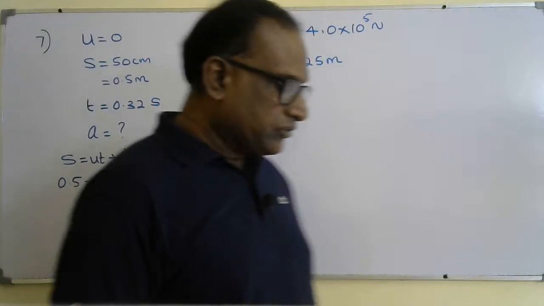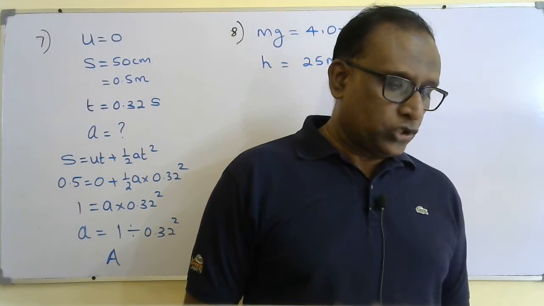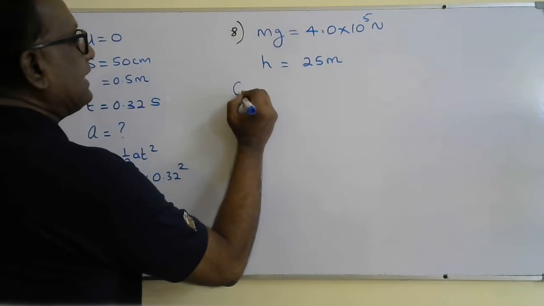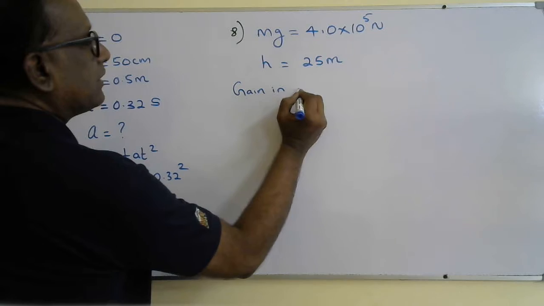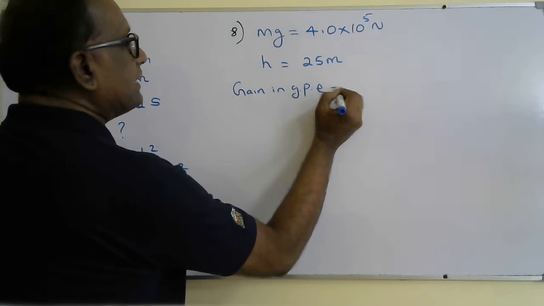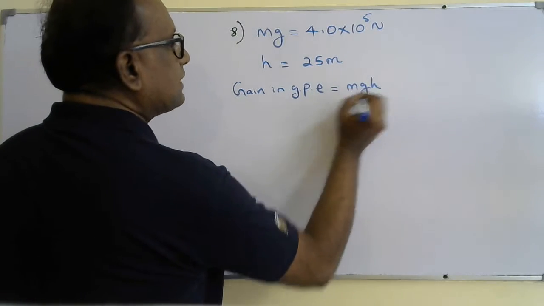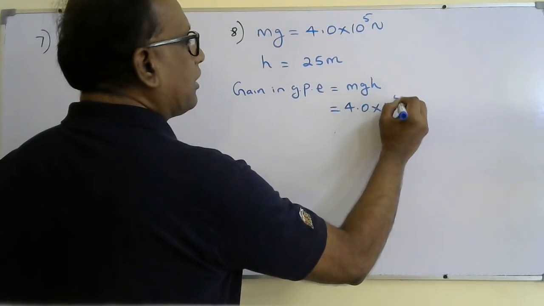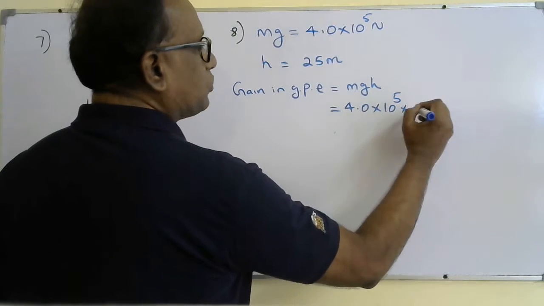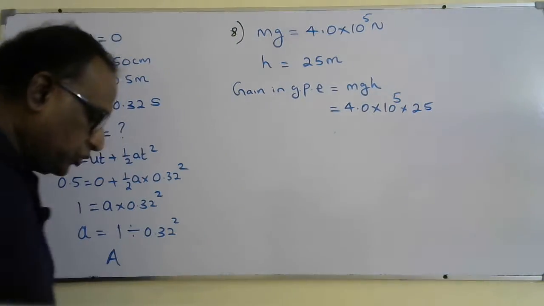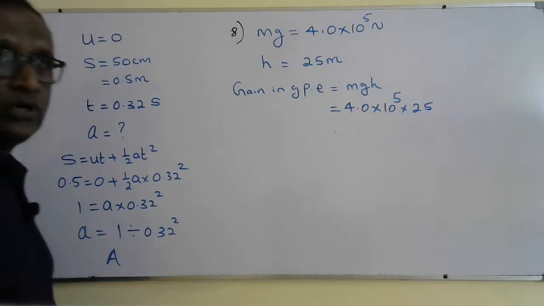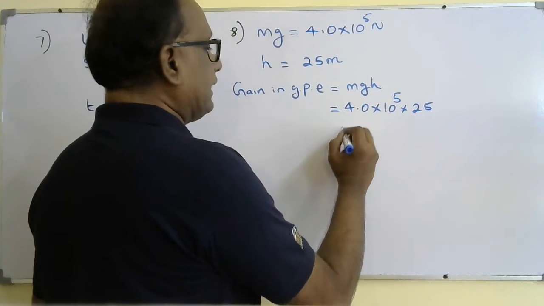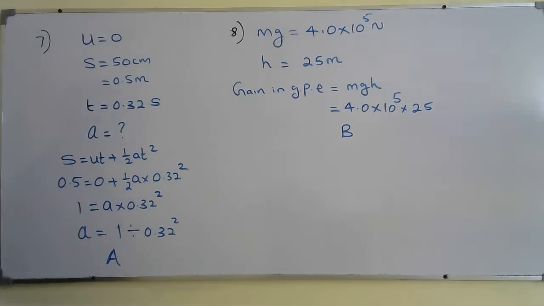So the question is, which of the following gives the gravitational potential energy gained by the container? It's gaining GPE, and gravitational potential energy is given by mgh. So mg is given, 4.0 into 10 to the power 5, into h, which is 25. You don't need to solve the expressions, they are only asking for the expression. So the correct expression is B. Question number 8, correct answer B.